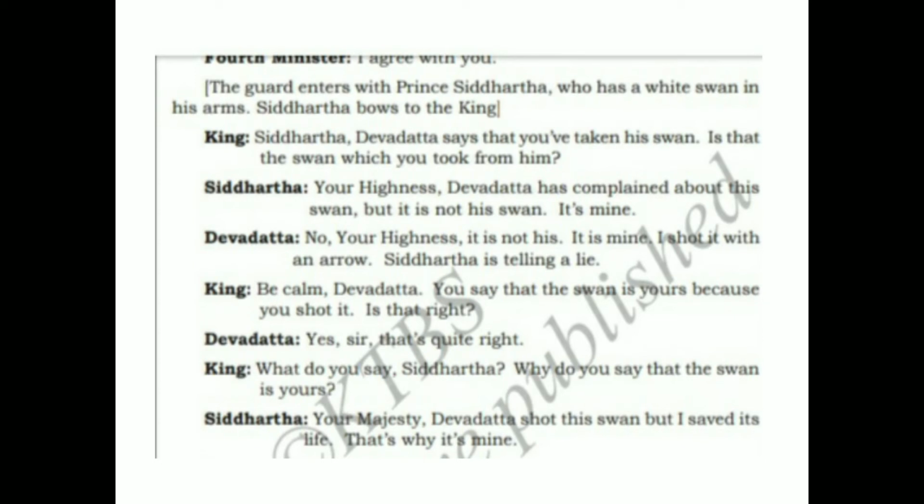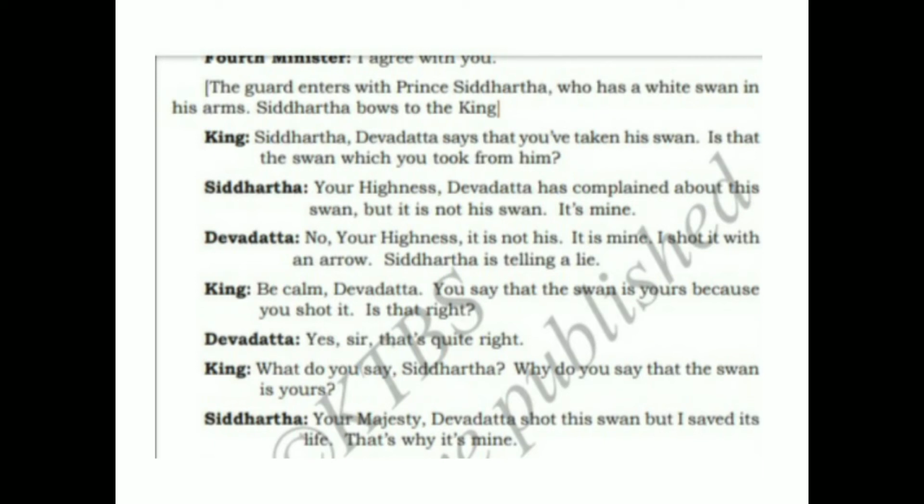I shot it with an arrow. Siddhartha is telling a lie. Devadatta says that Siddhartha is telling a lie. I shot the bird. It is mine. How can it become Siddhartha's? So the king says, be calm. Both of you be quiet. Devadatta, you say that the swan is yours because you shot it. Is that right? Devadatta says, yes, sir, that's quite right. I shot the bird. It is mine. What I am telling is correct. Give me justice.